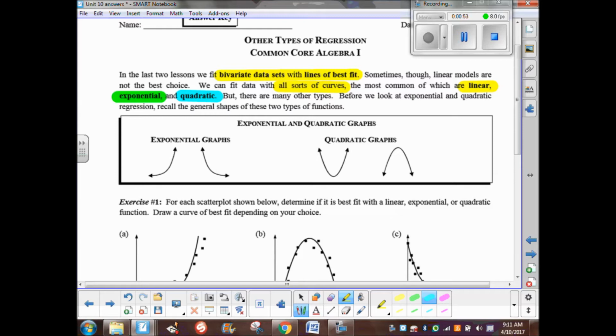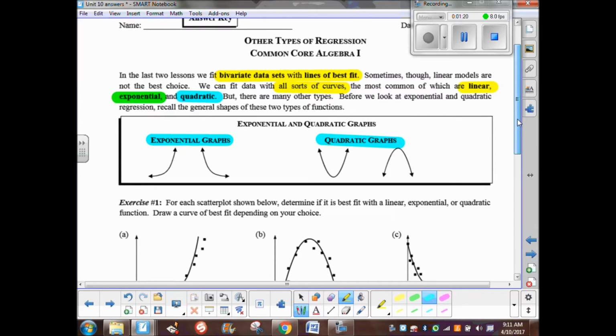Before we look at the exponential and quadratic regression, refresh your brain. Exponential looks like that. We've got growth, the first one, decay in this one, and then quadratics are parabolas, opening up or opening down. So we can come up with the curve of best fit. It's not always the line of best fit. It depends on the data that you're given.